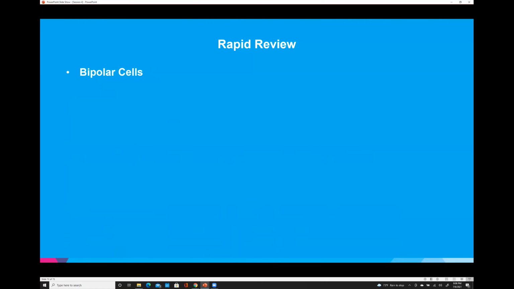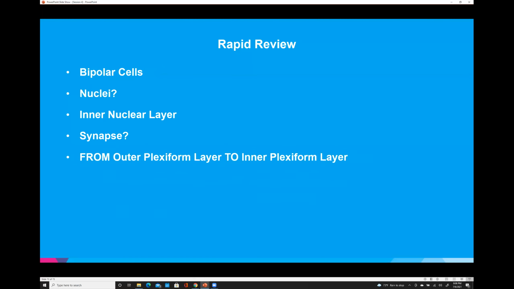Bipolar cells. Where are their nuclei? Internuclear layer, you got it. And where do they synapse? Now, these guys are the relay man. They're in the middle. So where are their synapses? Give me the two layers. The inner and outer plexiform layers. You got it. Perfect. It goes from outer to inner, right? Because it's taking from the photoreceptors back up.